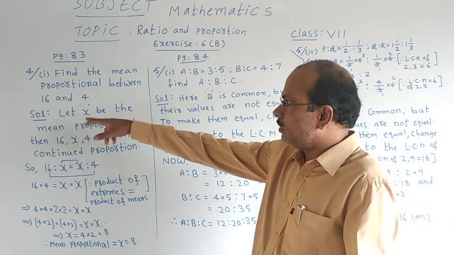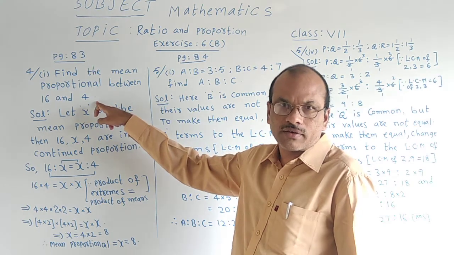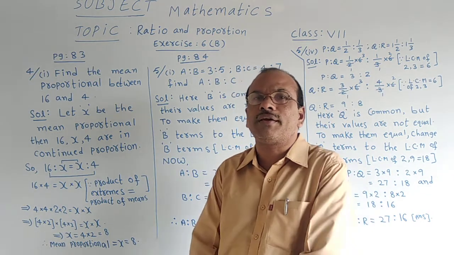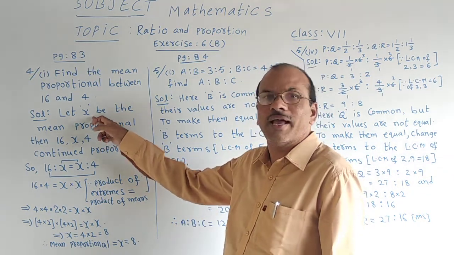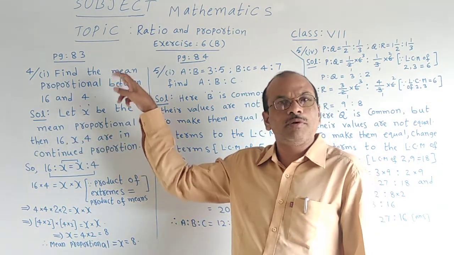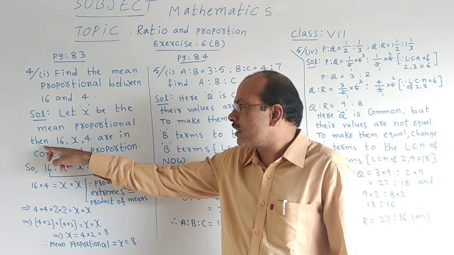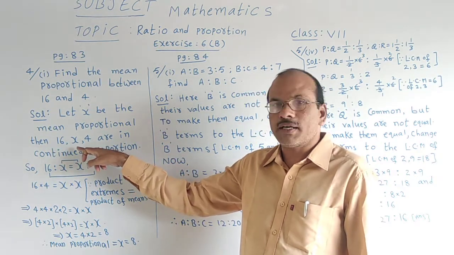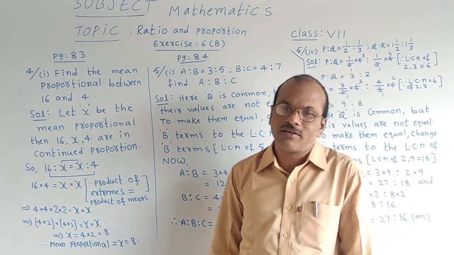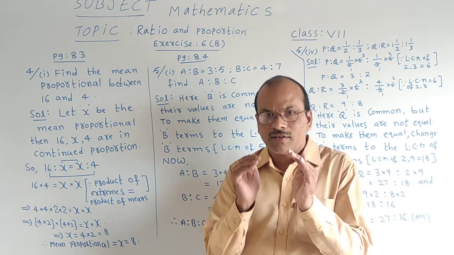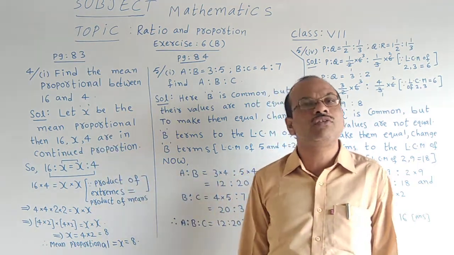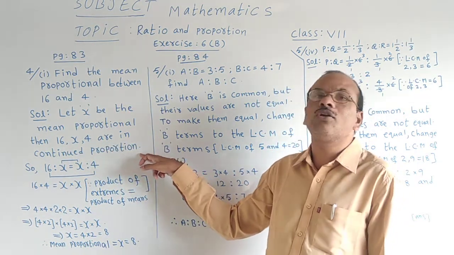Yes, 16 and 4 are given. Between them there is a proportional, they said, that we are going to identify. We thought of x, as we said earlier. Let x be the mean proportional between 16 and 4. Then 16, x, 4 are in continued proportion, because between 16 and 4 only that mean proportional will lie. So I have arranged x between 16 and 4. Then those three are in continued proportion.